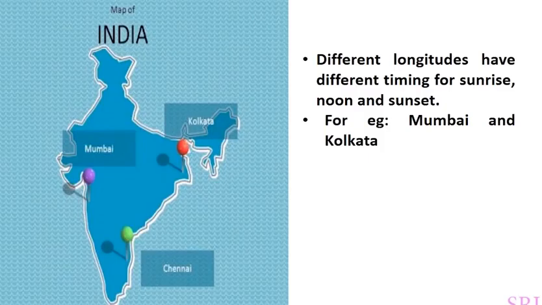So the different longitudes have different timings for sunrise, noon and sunset. Take for example Mumbai and Kolkata. If it is noon at Mumbai, it won't be the same at Kolkata because as we can see in this picture that Kolkata lies to the east of the Mumbai. And previously we learned that if the place is lying toward the east, then the time will be ahead. So if it is noon at Mumbai, it will be already afternoon in Kolkata.